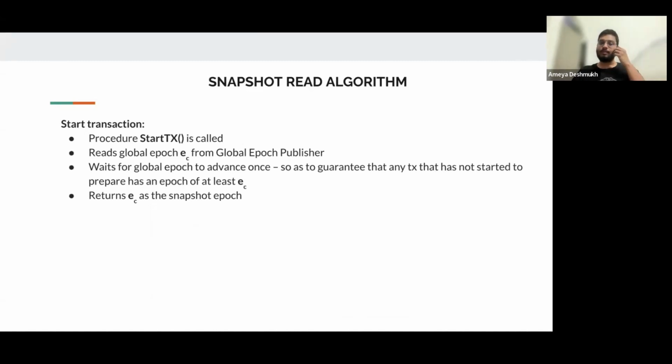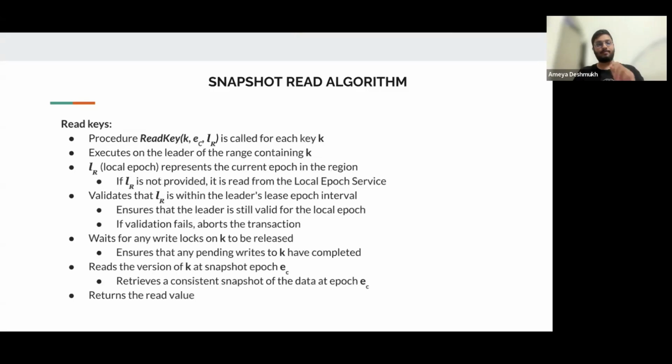Now it waits for the global epoch to advance at least once. Sandeep had asked about this doubt, so it's the same thing. This is to guarantee that any transaction that might be conflicting and is at the prepare stage has an epoch of at least EC, so that we don't have any conflicting transactions, at least in the global scenario. After that, it returns EC as the snapshot epoch, since the transaction read the epoch at EC and not at EC plus one. The EC plus one is just that safety net, or safety interval, that you follow so as to not have conflicts.